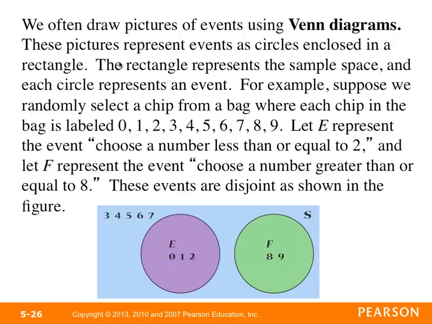So for example, let's suppose we randomly select a chip from a bag where each chip in the bag is labeled 0 through 9, all of the integers. We're going to let E represent the event that we choose a number less than or equal to 2. So that would be this purple event here, where we get a 0, a 1, or a 2. F is going to represent the event where we choose a number greater than or equal to 8, which would mean that we choose an 8 or a 9. Those 2 events are disjoint, so there's no overlap between the 2. And then you'll see that the 3, 4, 5, 6, 7 live in this outer blue part because they don't belong in either of the events.